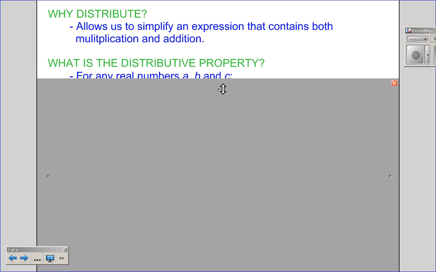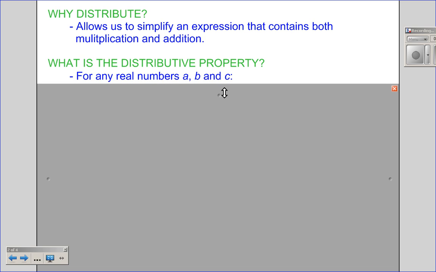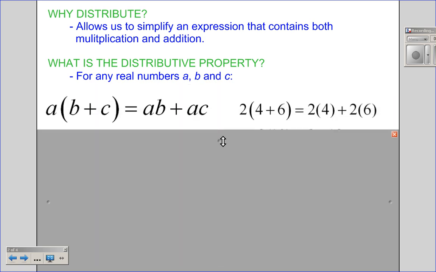So what is the distributive property? Well, for any real numbers a, b, and c, remember the real numbers is basically any number that you can think of, any and all numbers: a times the quantity b plus c is equal to ab plus ac.